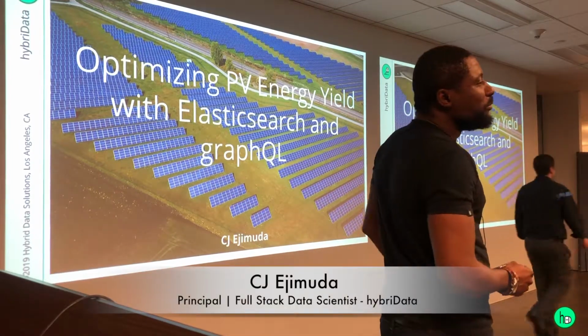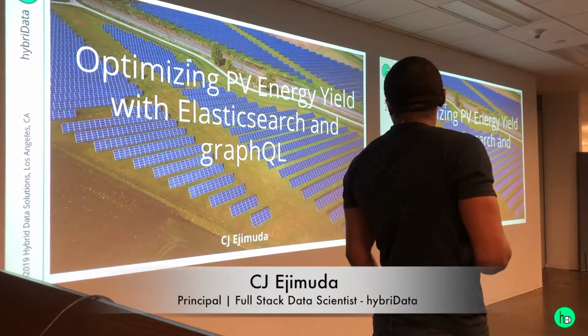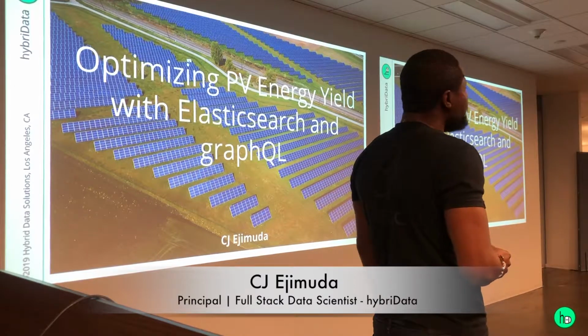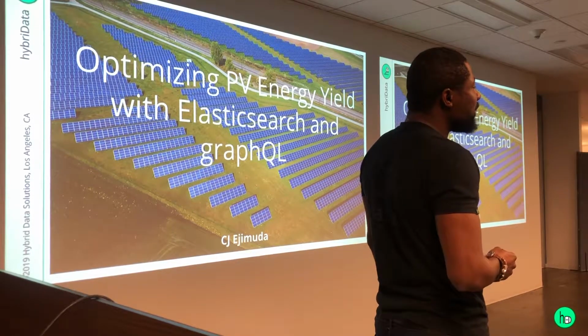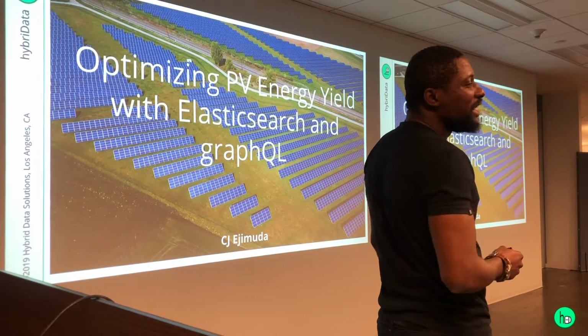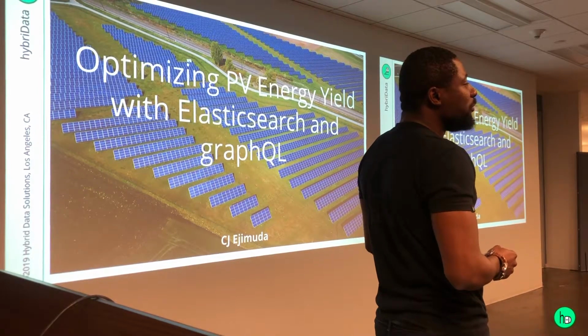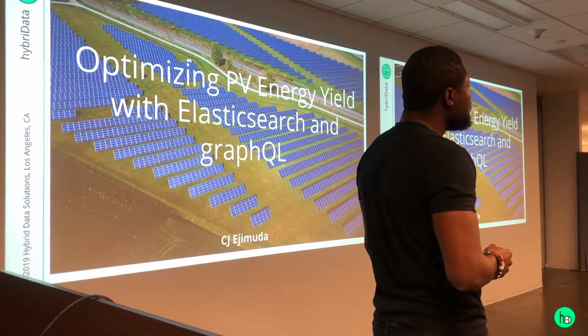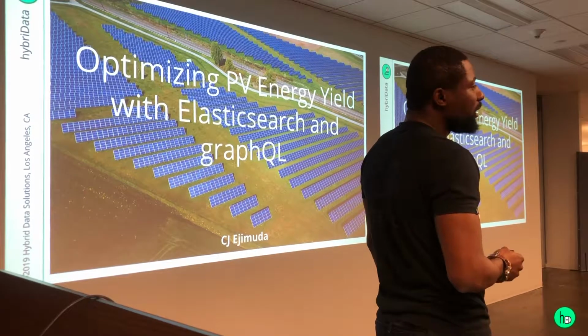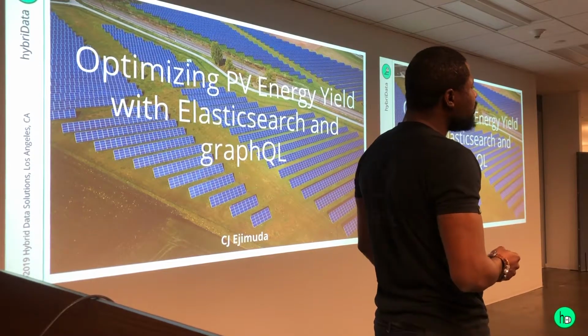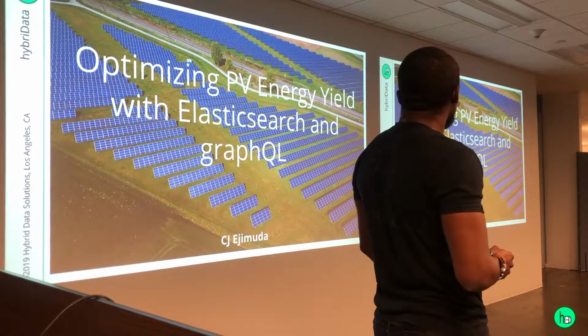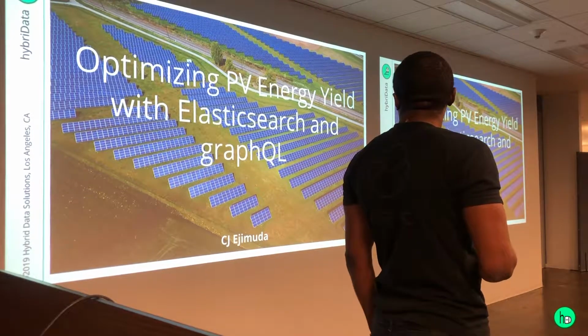So good day everyone. My name is CJ Jimuda. I'm currently the full stack data scientist and principal at Hybrid Data. At Hybrid Data, we're a little startup here in LA. What we do is leverage artificial intelligence, big data, industrial Internet of Things, and robotics technology to mine value from our clients' data assets.